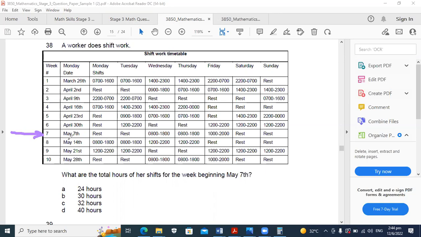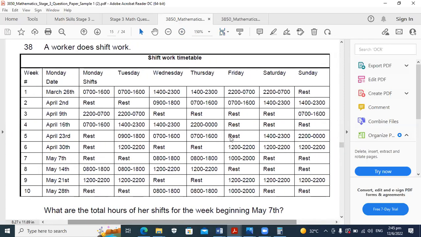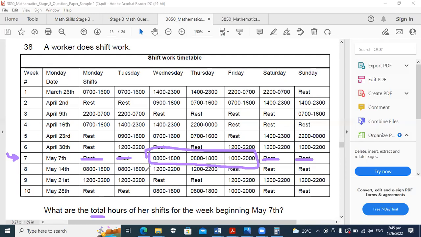Now, these times are given in army time. All right, these are army times. We want the total number of hours for the week of the 7th of May. So Monday shouldn't work. Tuesday, no work. Saturday and Sunday, no work. So what we need to do is find the total number of hours.